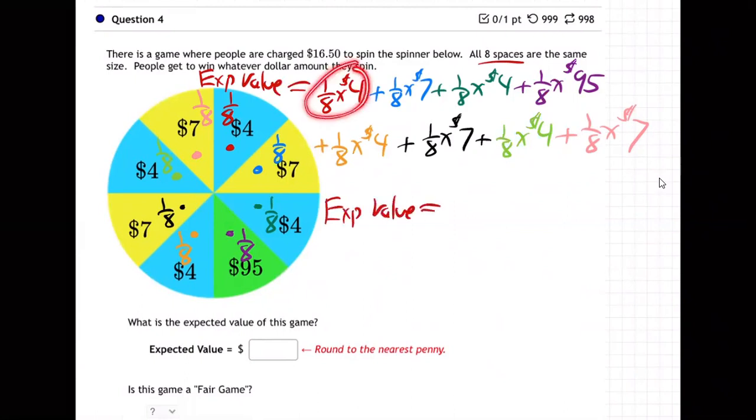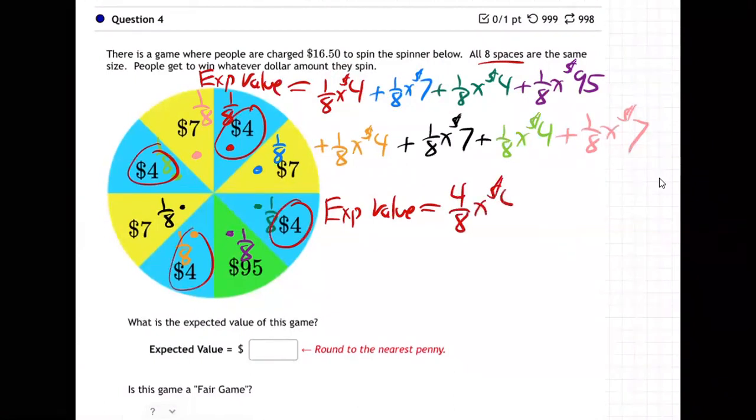So it's just 1/8 times 4 plus 1/8 times 7 plus 1/8 times 4, all the way around. You know what? If you want to make it easier, you could have lumped them together. Either way, it's fine. You could have said, how many $4 ones? There's 1, 2, 3, 4 $4 ones. So that's 4/8 times $4. This would be a little quicker. You don't have to do this.